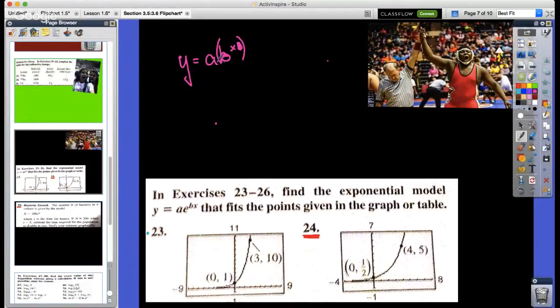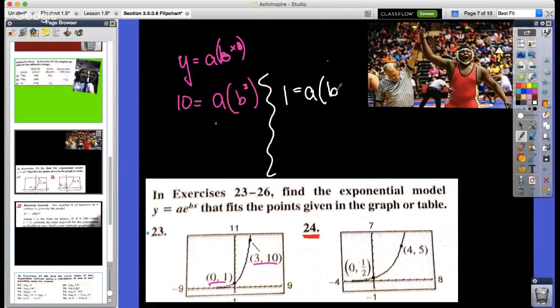But the problem is that we can't figure that out directly because in this instance, we've got two different points. We have (0, 1) and (3, 10). So we're going to plug 3 in for x. We have a b to the 3 power, and that equals 10 because 10 is y, okay? So that's number one. The second one is (0, 1), so we're going to plug 0 in for x and 1 in for y. So we have 1 equals a b to the 0 power, okay?